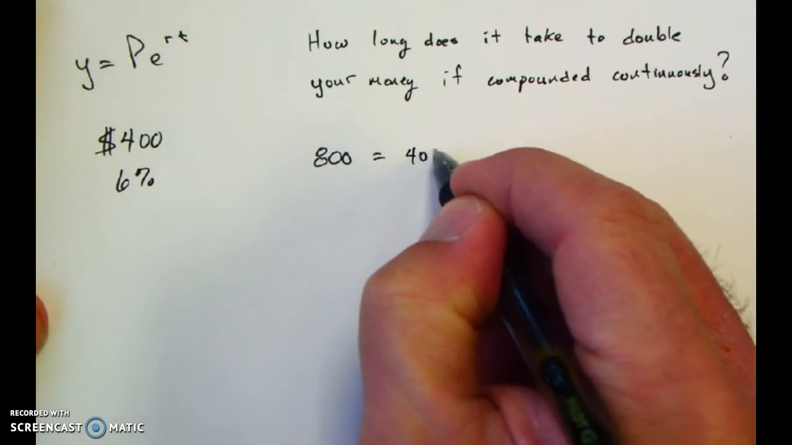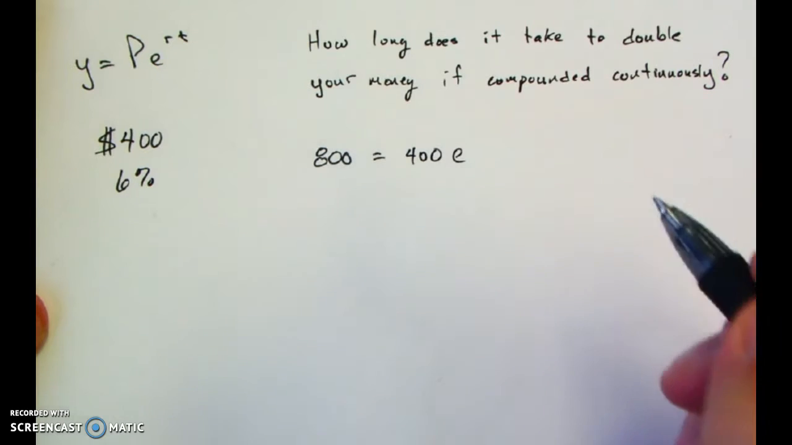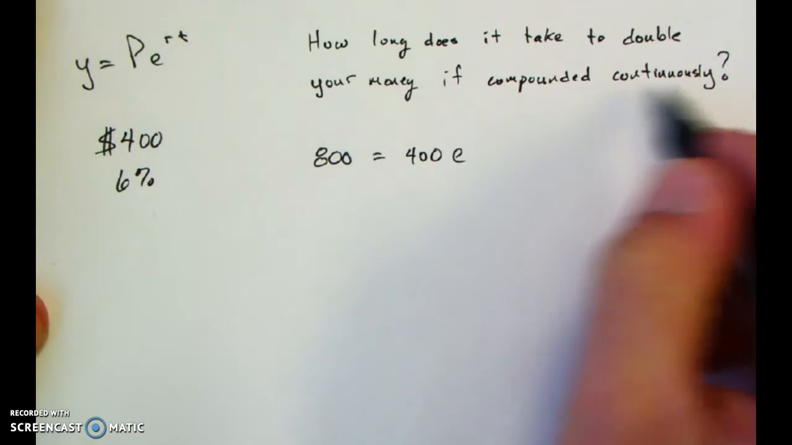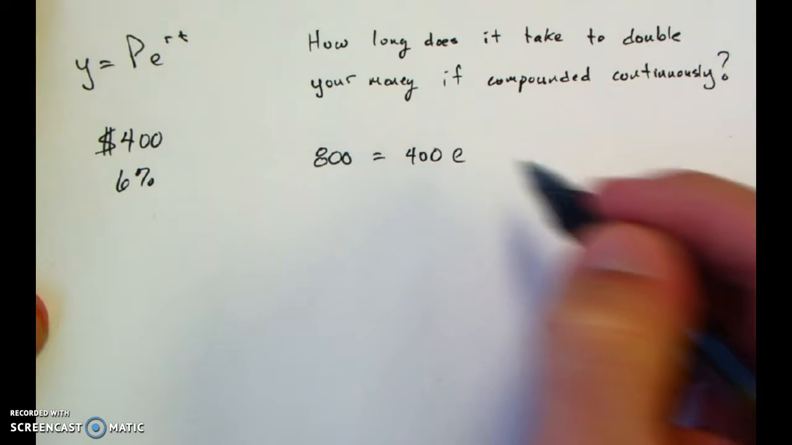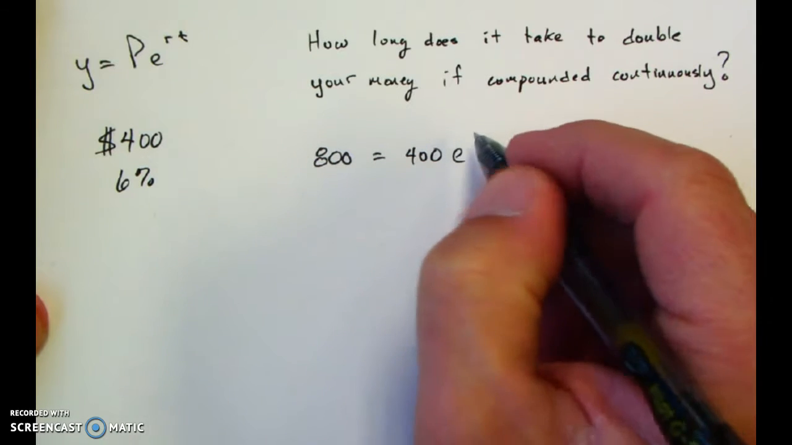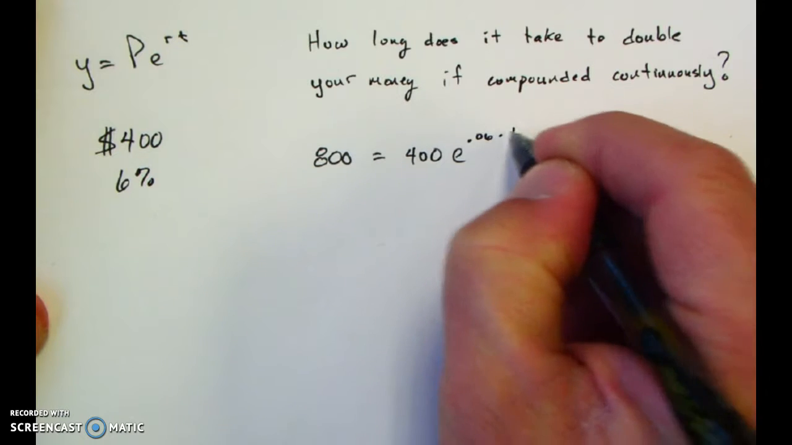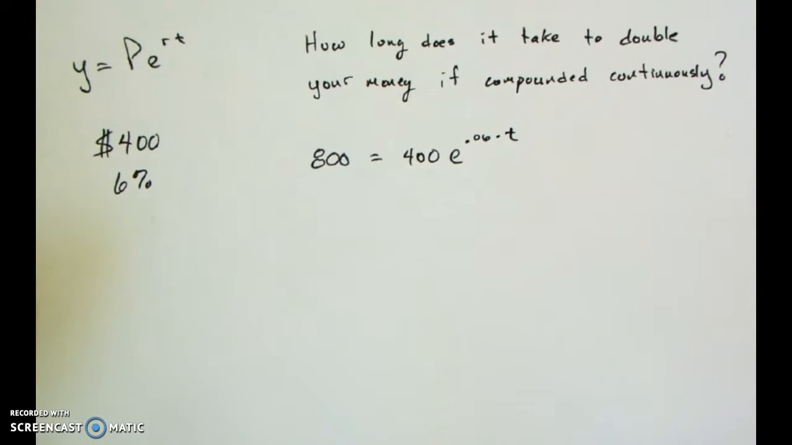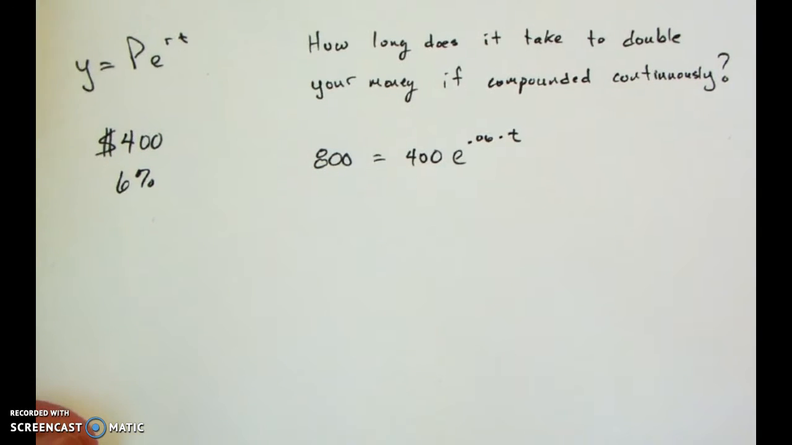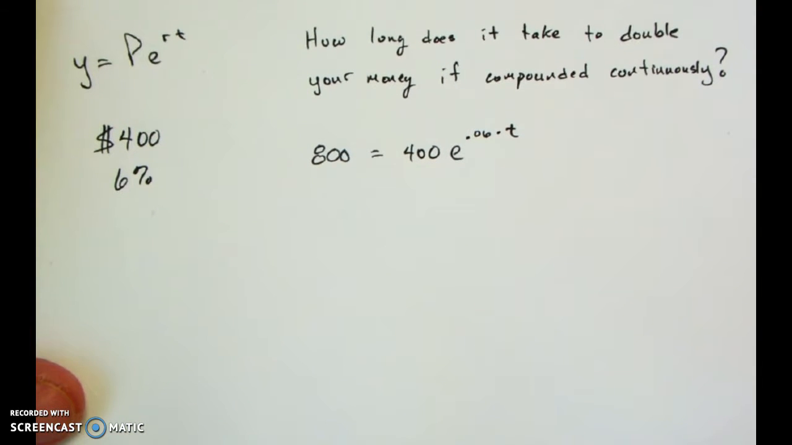We know we started off with 400. We're raising this because of the continuously being compounded. This is our e raised to the r times t. Remember, our rate is 6%. Now we're looking for our t, that's our time. Now we know that e goes with continuous change. Here, as far as solving that, this is where we're going to be using the natural log.